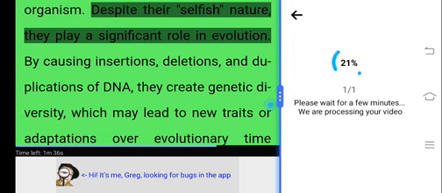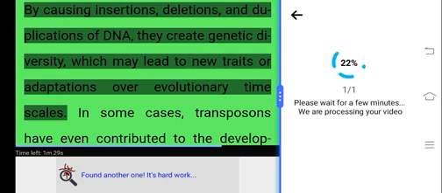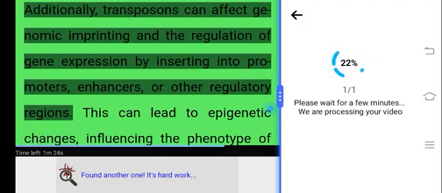Despite their selfish nature, they play a significant role in evolution. By causing insertions, deletions, and duplications of DNA, they create genetic diversity, which may lead to new traits or adaptations over evolutionary timescales. In some cases, transposons have even contributed to the development of new genes through processes such as exon shuffling and the evolution of new regulatory regions.